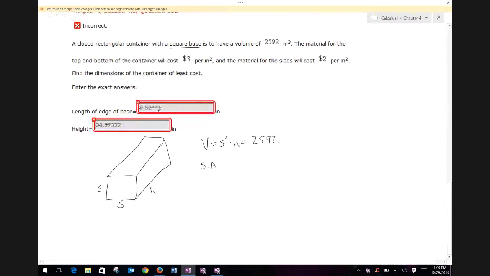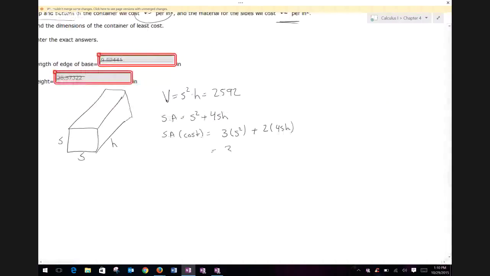Surface area, well, this is a closed container, so it has a top and bottom. The surface area would be 2 S squared plus 4SH. Now we have to talk about the cost. The cost is $3 for the top and bottom, so the surface area cost is going to be 3 times S squared, plus 2 for the sides. So this is 3S squared plus 8SH. This is the cost function. This is what we want to minimize.